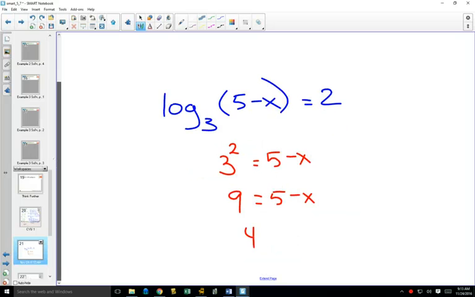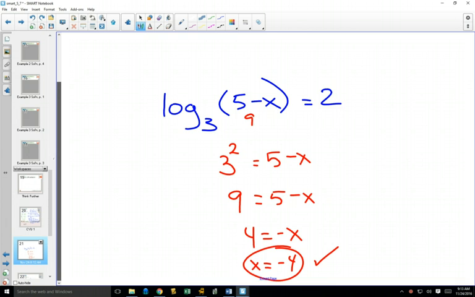Subtract 5 on both sides, we get 4 equals negative x, so x is equal to negative 4. Checking that one, when you plug negative 4 into your original equation, minus the negative is adding. That means that there's a 9 in there. This is fine. So just because our answer is negative doesn't mean that it's not going to work. You have to plug it in to the original equation to check. That's the key important thing.